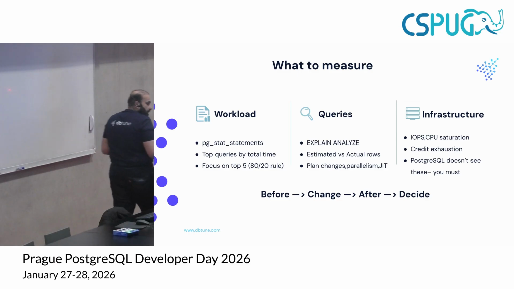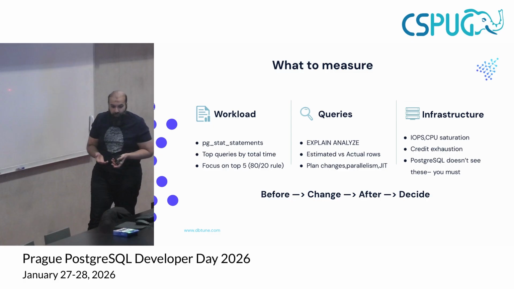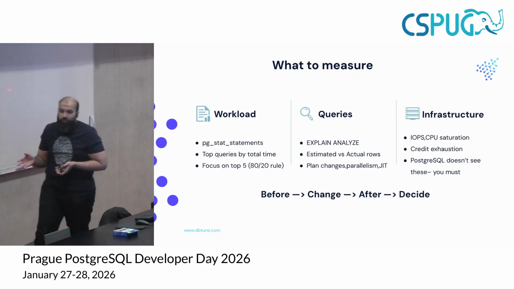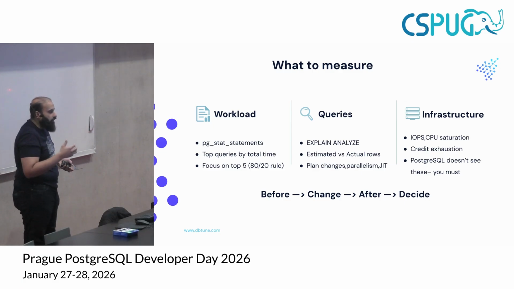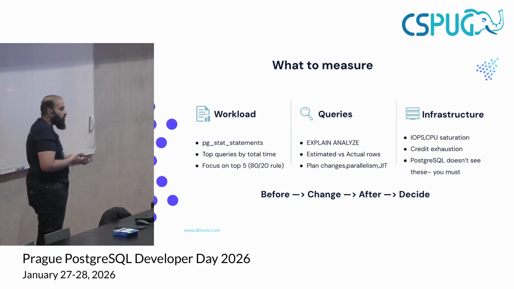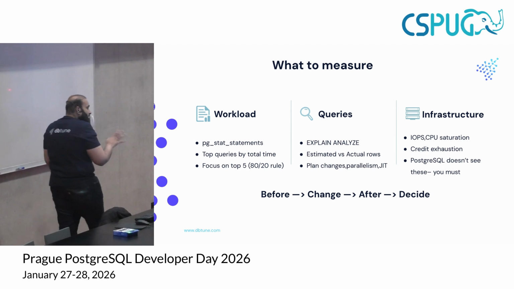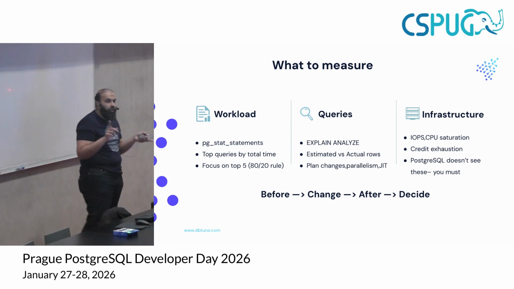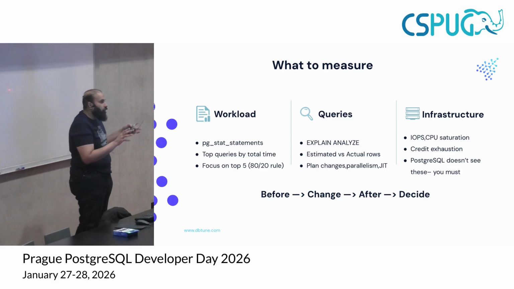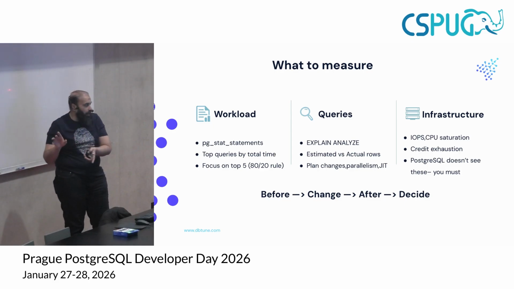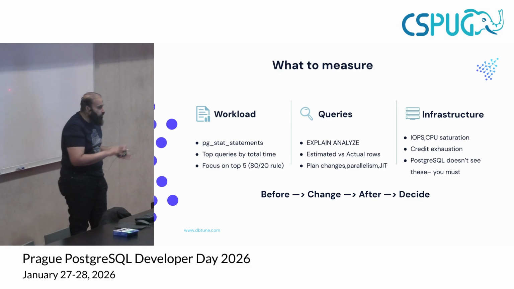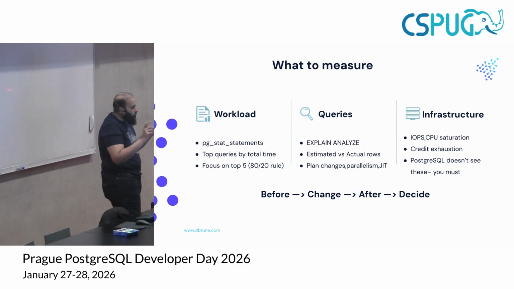Use EXPLAIN ANALYZE. See what the estimated rows are. What are the actual rows? Is the plan changing under the workload? And always monitor your infrastructure provider tools. Is IOPS saturating? CPU? Are you exhausting your credits and things like that? Postgres doesn't see these things. You need to be the eye of this thing. I'm not saying that Postgres is a black box. I'm simply saying that Postgres is not aware of these things, but you are. You know your infrastructure. You need to know it and then decide how to modify it. That's why I said it's a science. It's not a folklore.